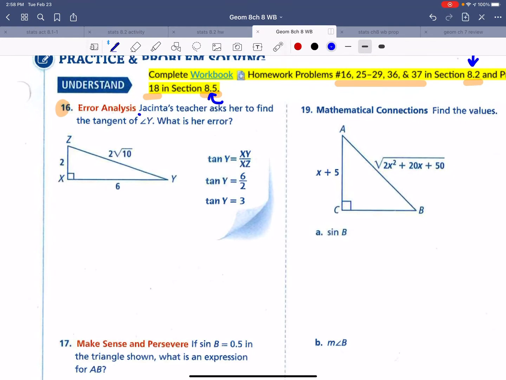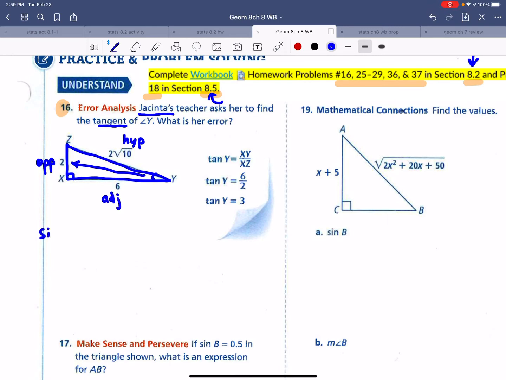It says, Jacinta's teacher asked her to find the tangent of y. So we have a triangle, right? And it's a right triangle, and the reference angle is y, correct? Based on that reference angle, we're going to label our sides. Opposite the box is our hypotenuse, and then the last side is the adjacent.